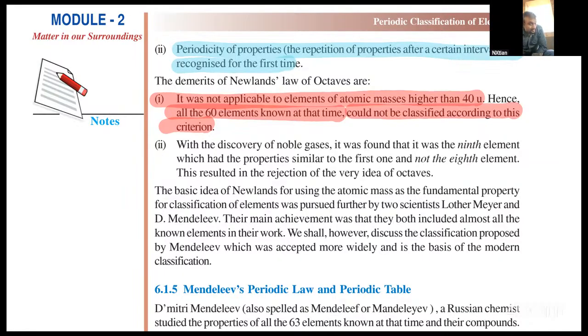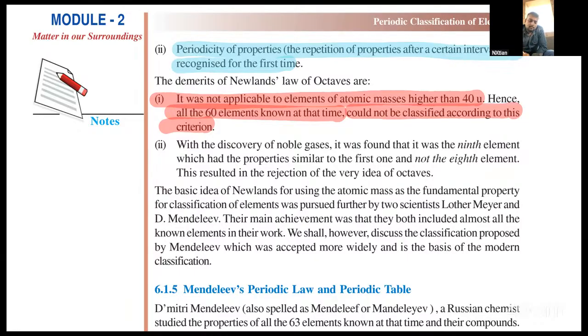So basically, till 40 u atomic mass, till calcium only, he was able to get this type of trend. But after that, he was not able to get it. After that, the eighth element did not show similar properties. So that's why it got rejected. It is limited only to 40 u. Till 40 u, Sa Re Ga Ma Pa Ni Sa is going on. Otherwise, no Sa, no Pa. Nothing is there.